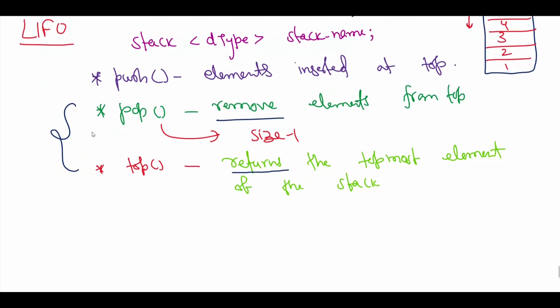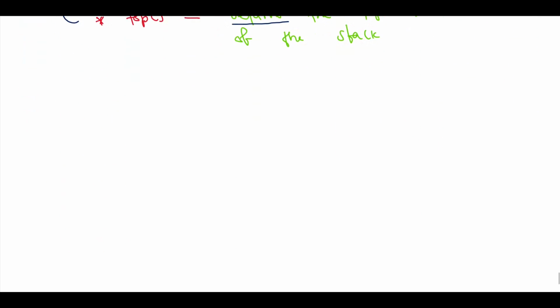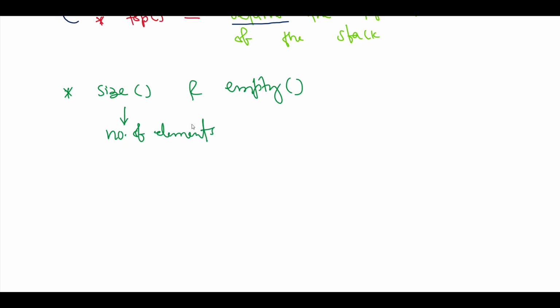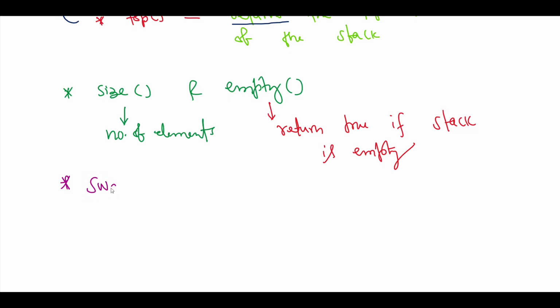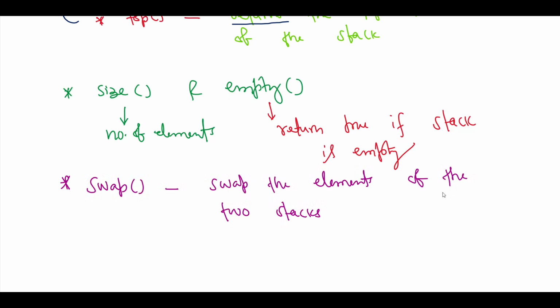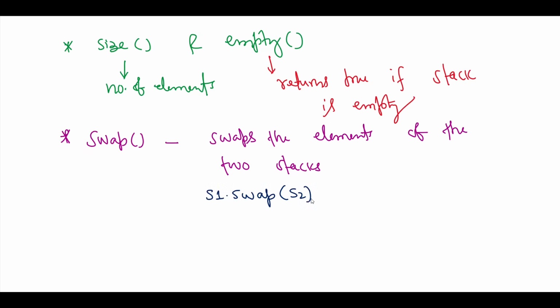Right? Now we have some other methods like size and empty in the stack. Size will return the number of elements present in the stack, whereas empty checks if the stack is empty or not. So it is going to return true if the stack is empty, otherwise it will return false. Another function that we have in stack is swap, which swaps the elements of two stacks, and you can use syntax like this where S1 and S2 are two stacks.